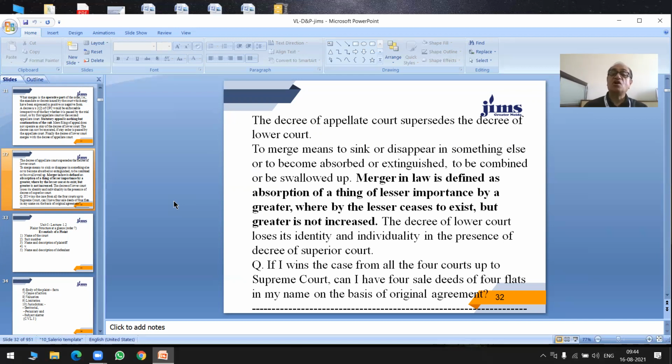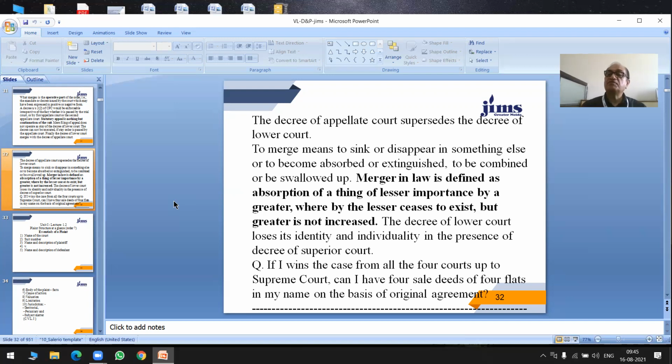So merger in law is defined as absorption of a thing of lesser importance by a greater, whereby the lesser ceases to exist, but the greater is not increased. So the decree of the lower court loses its identity, and individually it is lost, it is merged in the presence of the decree of the superior court.